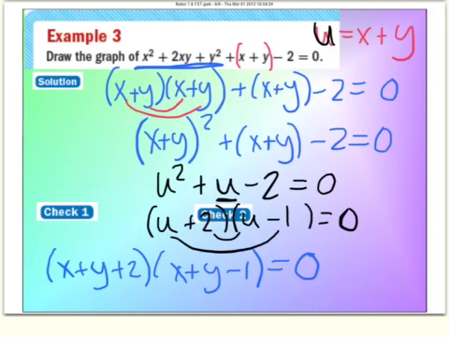Now, these problems here, this one says draw the graph, and I'm not going to have us go that far. I just want you to understand and see how you could use a factor by chunking.